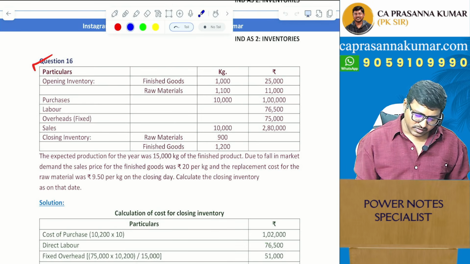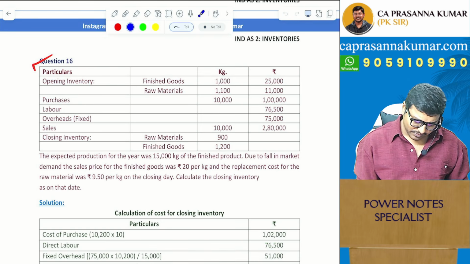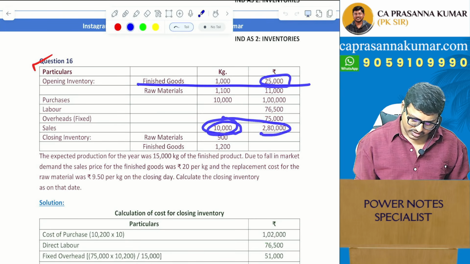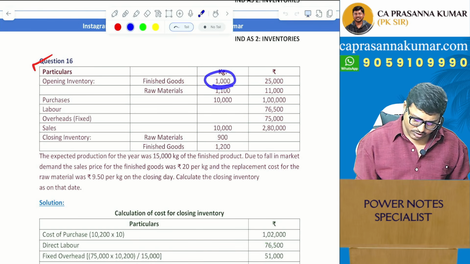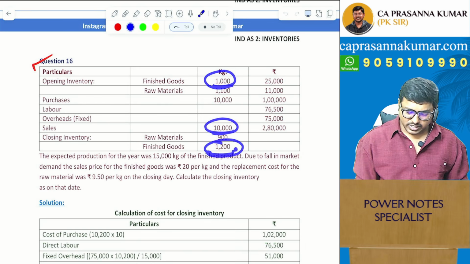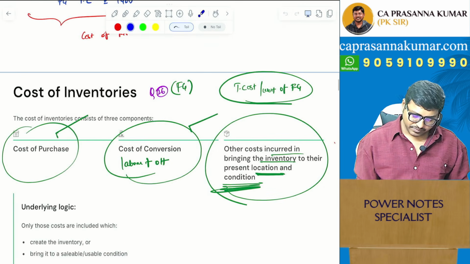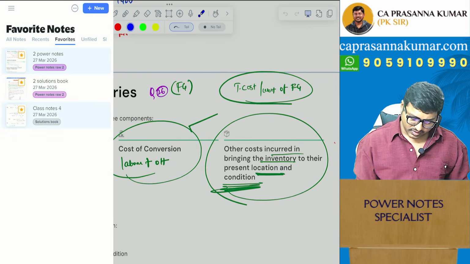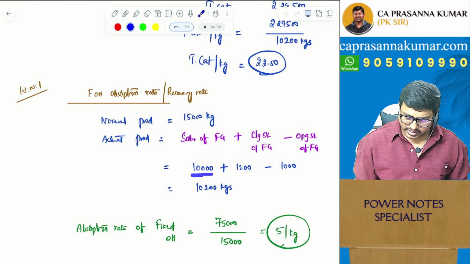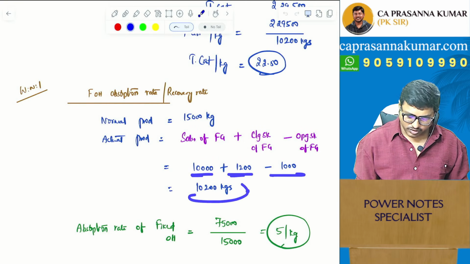Actual is not given. All you have is, as you can see here, the opening stock of finished goods, the sales, 10,000, and the closing finished goods, which is 1,200. So sales plus closing stock minus opening stock will give you the actual production. That's what I've done here. You get your actual output.